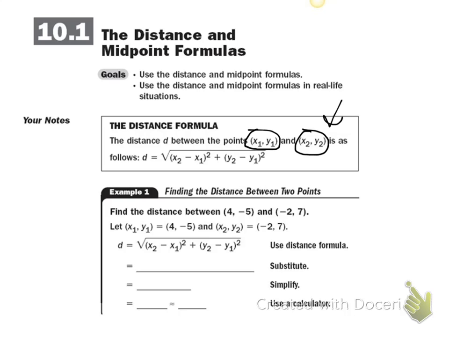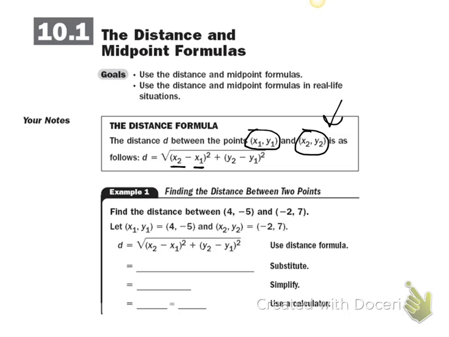Remember, those 1s and 2s are called subscripts. It's just a way of telling the difference between the x coordinates of one and the x coordinates of the other, and so on. If you look at the formula, it looks kind of complicated, but actually it's not. All you're doing is you're square rooting the difference of the x coordinates squared and adding that to the difference of the y coordinates squared. So let's apply it in example 1.